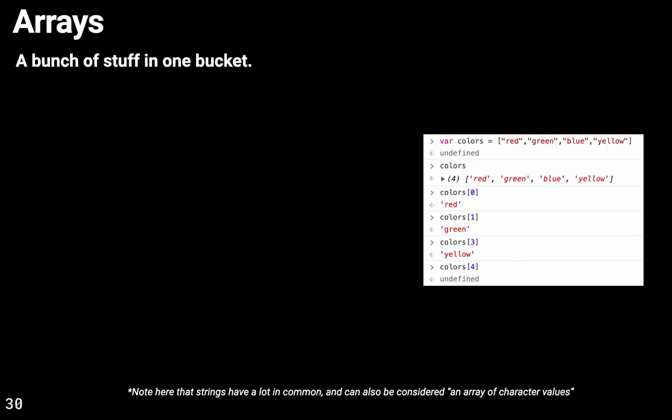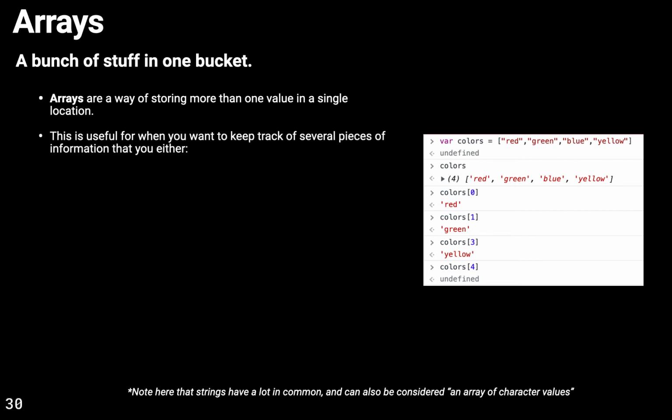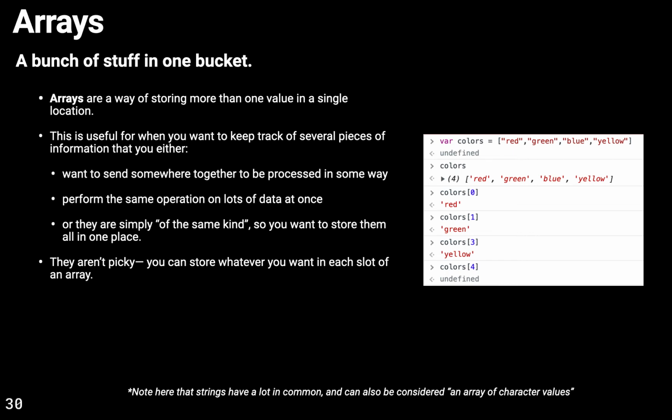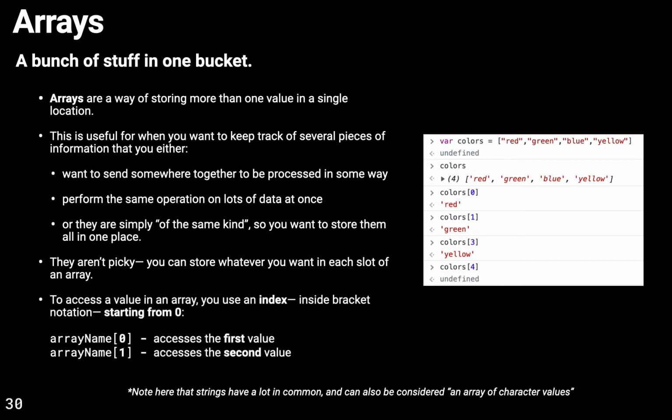So quick on arrays. This is super useful if you want to store a lot of the same information in one bucket, right? You might want to keep track of several pieces of information that you want to send somewhere together to be processed in some way, or you may want to perform the same operation on lots of data at once. Or maybe they're all just kind of the same kind and you want to store them all in one place, right? And again, they aren't picky. You can store whatever you want in an array.